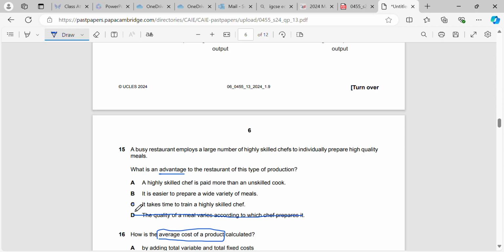It takes time to train a highly skilled chef. That would be a disadvantage for the restaurant, not an advantage. A highly skilled chef is paid more than an unskilled cook. Again, that is true, but it is not an advantage to the restaurant. It's a disadvantage. So the only one that would be an advantage to the restaurant is that it now becomes easier for them to expand their menu or to offer a wide variety of meals.